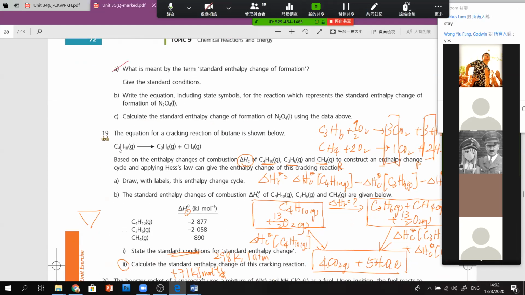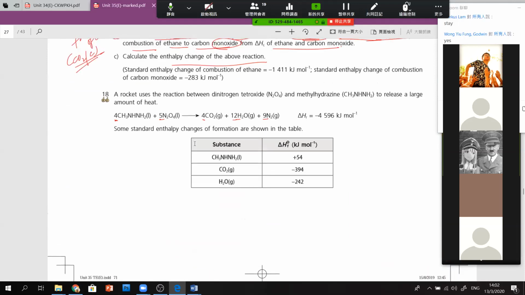Okay, so you may see 18A delta H of formation. Let's just skip that. Standard condition, let's skip that. Including state symbol for the reaction that represents the actual formation of this, which is N2 gas plus O2 gas to form what? N2O4 liquid. So this is the equation you're going to find. So use this data and the data above to find out. Can you get a point? This is formation. So what will you get?